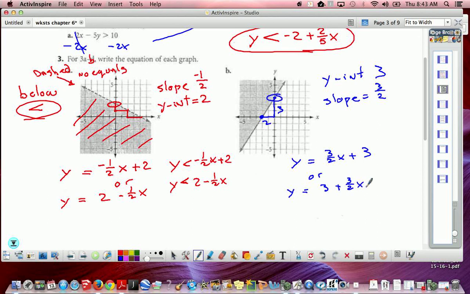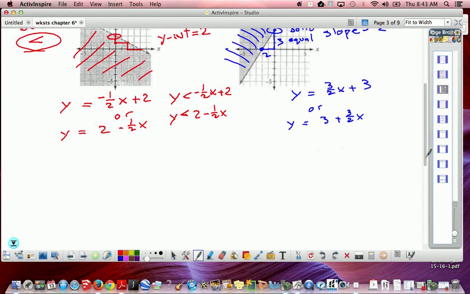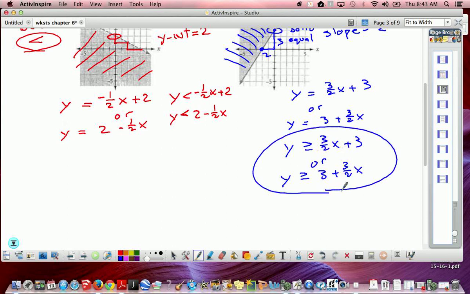So now I just need to replace the inequality sign. This one's above, so that tells you greater than. It's solid, so that tells you equal is also included. So that's my inequality sign I want to use. So my final answer would be either y is greater than or equal to 3/2 x plus 3, or y is greater than or equal to 3 plus 3/2 x. I would accept either of those. All right, that ends this worksheet.